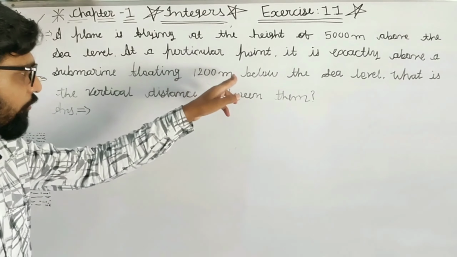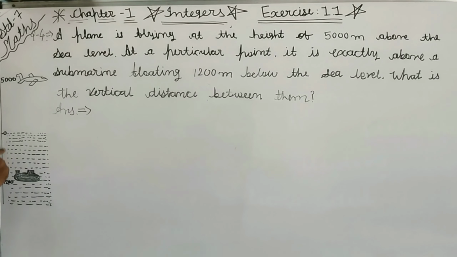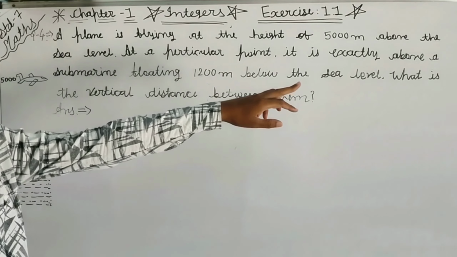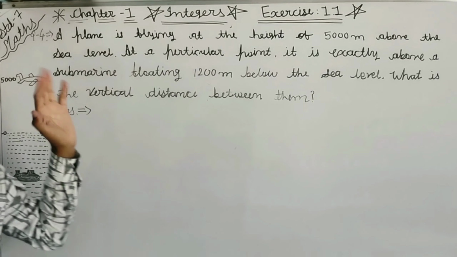The submarine is floating 1200 meters below the sea level. What is the vertical distance between them? Vertical means a standing line.